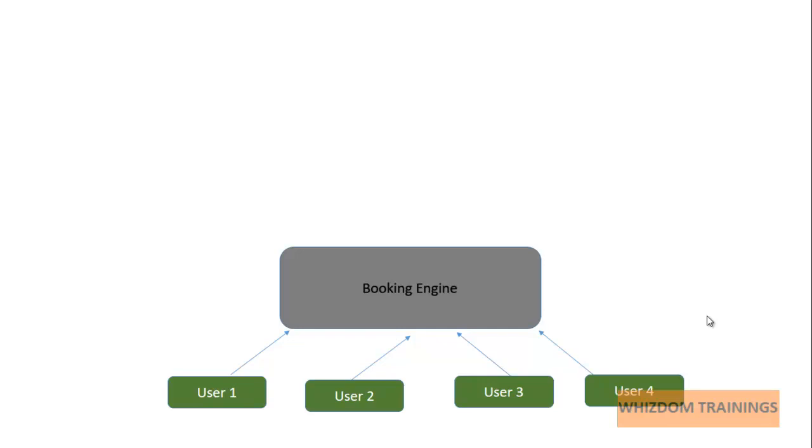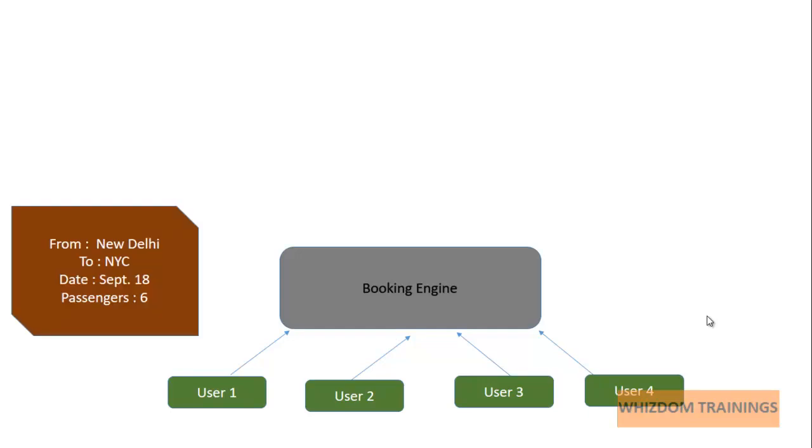Let's try to understand how these kinds of applications or websites work on the back end. Suppose there is user one who came to this website and wants to book a flight from, let's say, New Delhi to New York. Whatever information you see on the left hand side is already present on the website, and whatever is on the right side, the user enters. So he wants to travel from New Delhi to New York on this particular date with this number of passengers.